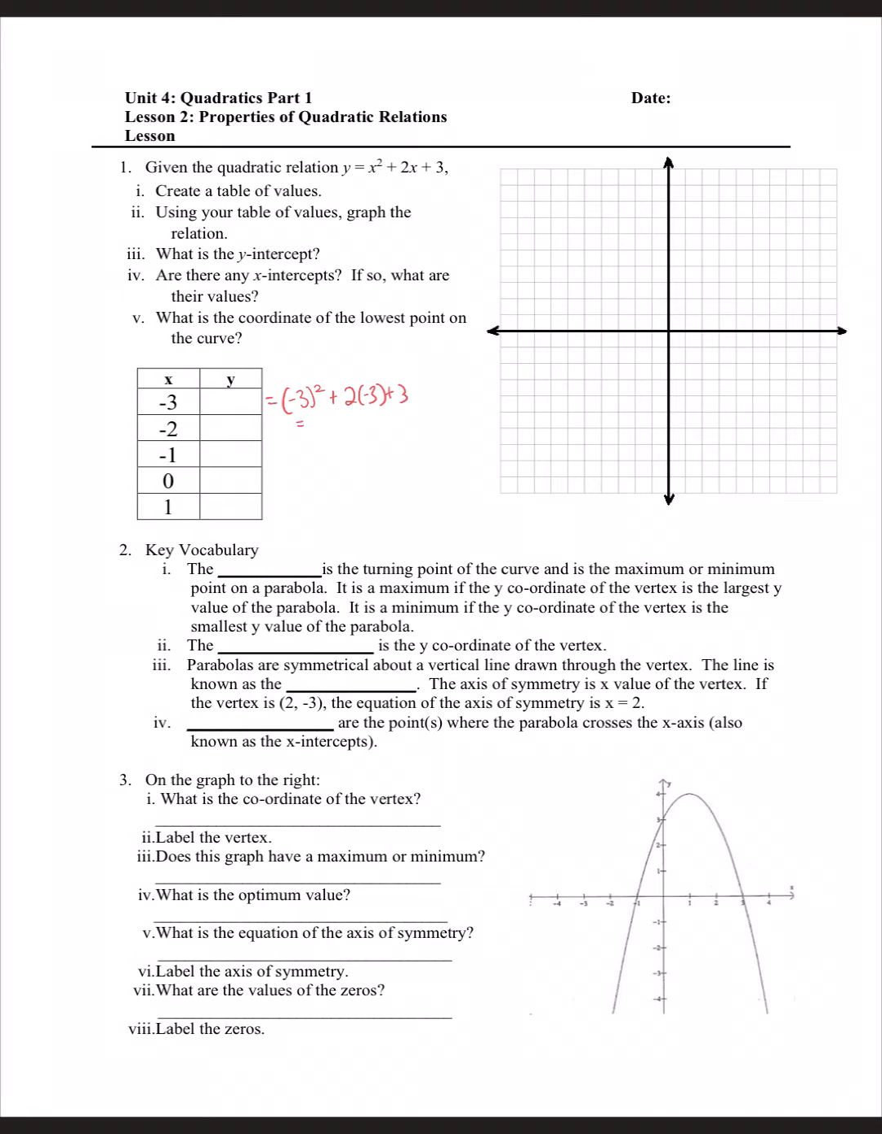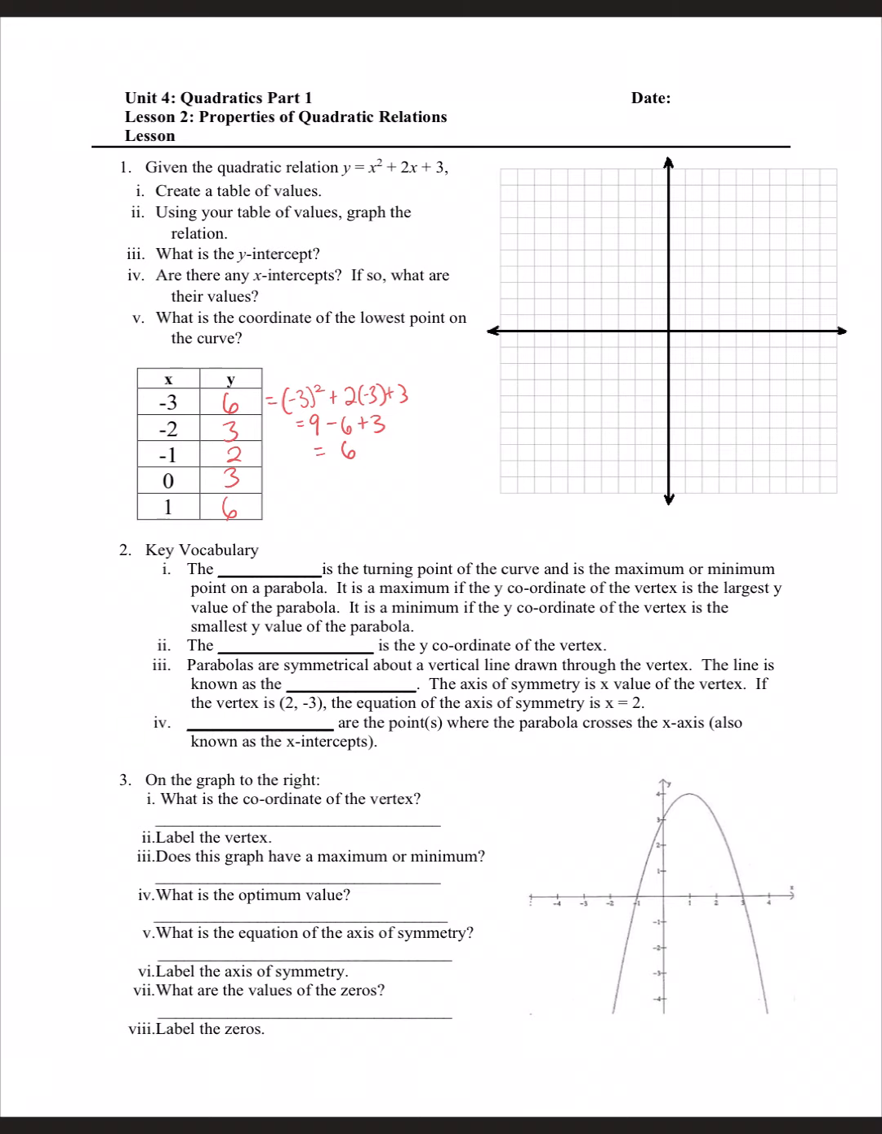So -3 squared is 9. 2 times -3 is -6, plus 3. Okay, 9 minus 6 is 3. 3 plus 3 is 6. So that's what goes in the box. Okay, if you did that for each of those values in the table of values, substituting in whatever x is, your next y value when you substitute in a -2 is going to be 3. Then you'd have 2, 3, 6.